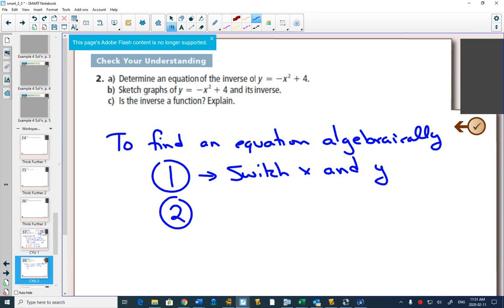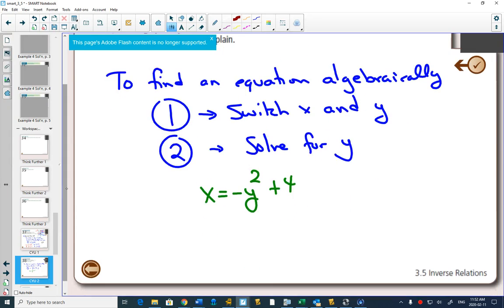And then two, you're going to use those skills algebraically to rearrange an equation, what we did at the start of this unit, to solve for y. So in my original equation, I have y equals negative x squared plus 4. In my switch, I would have x equals negative y squared plus 4. And we want to get y by itself. So we could subtract 4 on both sides.